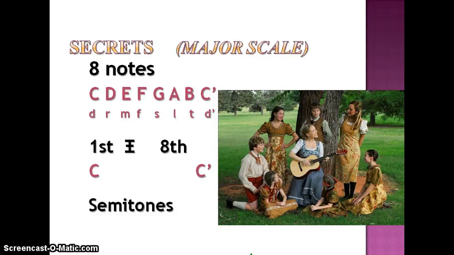And finally, the third secret is the semitones. There are semitones between the 3rd and 4th degrees of the scale and between the 7th and 8th degrees of the scale. So semitones occur between E and F and between B and C.